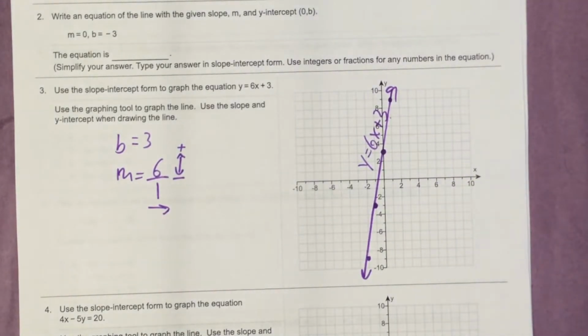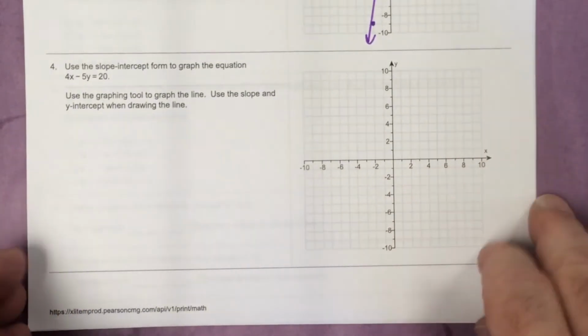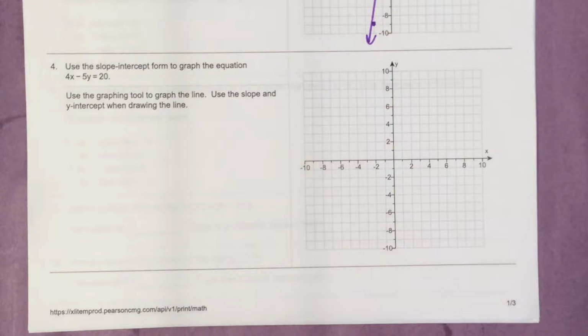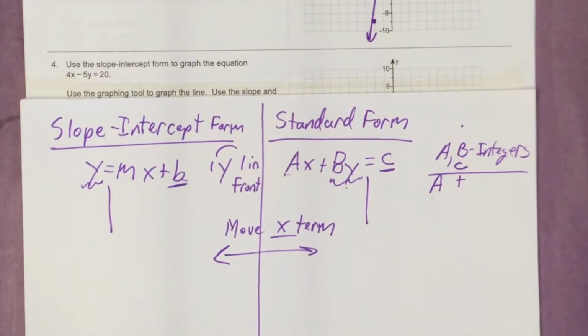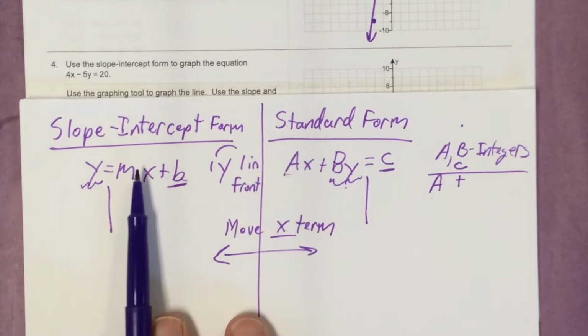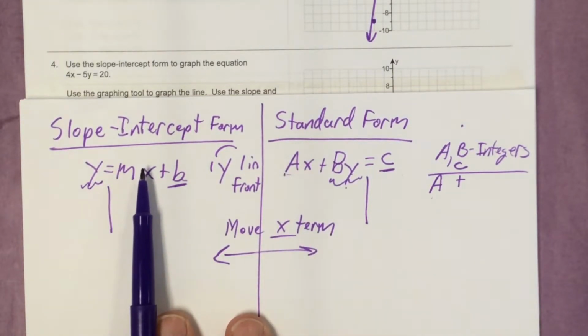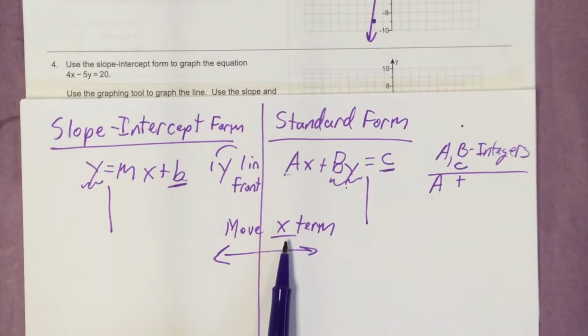All right, so let's go and take a look at the next problem. It says use the slope-intercept method to graph the equation 4x minus 5y equals 20. So we talked about a little earlier that if we have an equation in standard form, we want to convert it to slope-intercept form to do this problem. In order to do that, I mentioned that we would have to move the x term from one side to the other. But we also want to make sure that we get the y by itself, because that's a necessary part of an equation being in slope-intercept form.